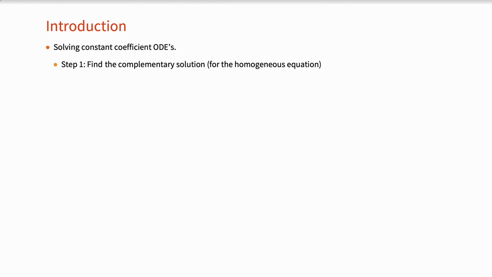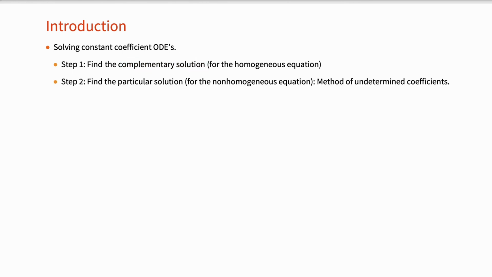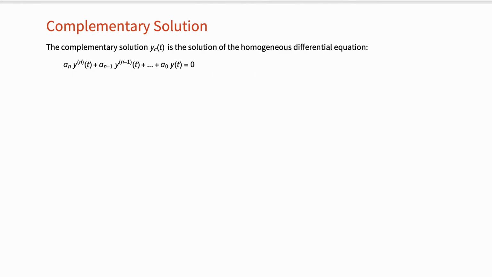We first consider the homogeneous part of the differential equation and solve the equation to get the homogeneous or the complementary solution. And then we consider the non-homogeneous equation and solve for the particular solution using a method called the method of undetermined coefficients. Once we have these two solutions, then we write the total solution as the sum of these two solutions. Let's go over each of these steps in more detail.